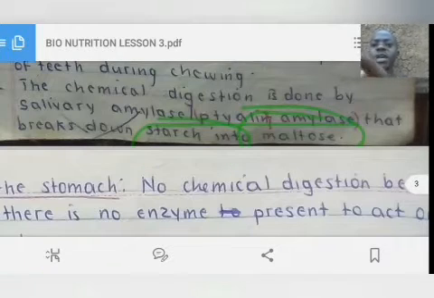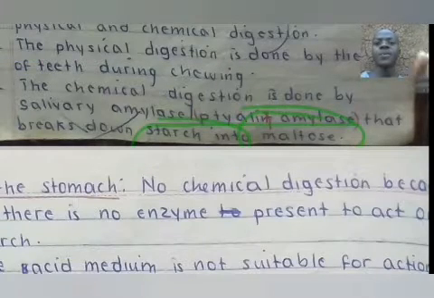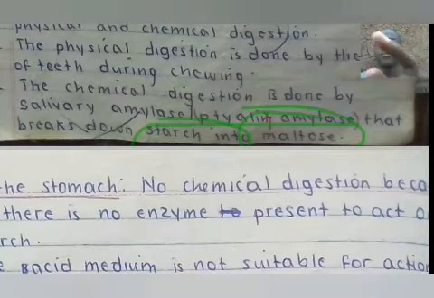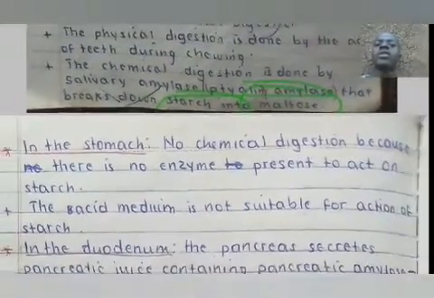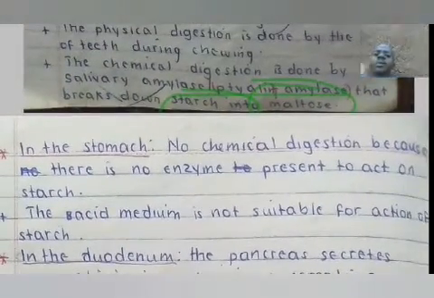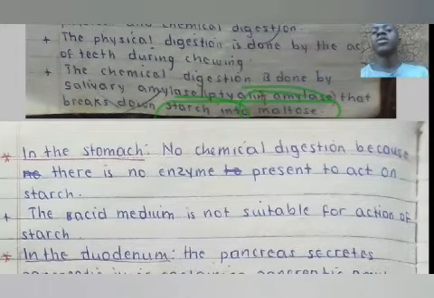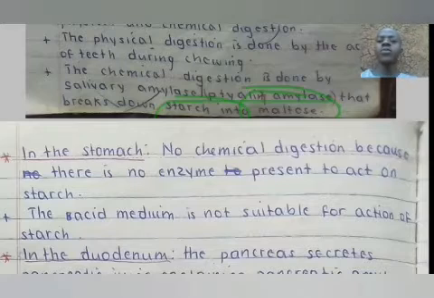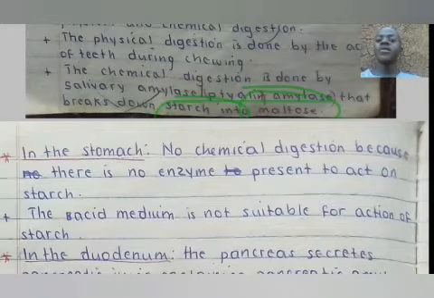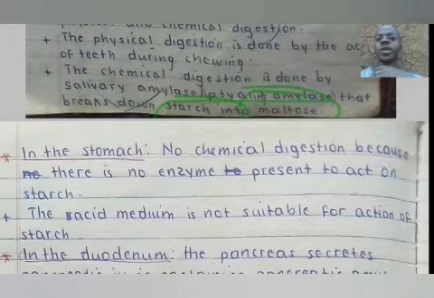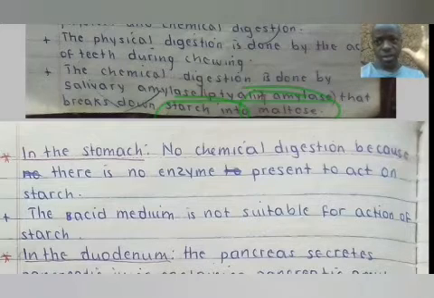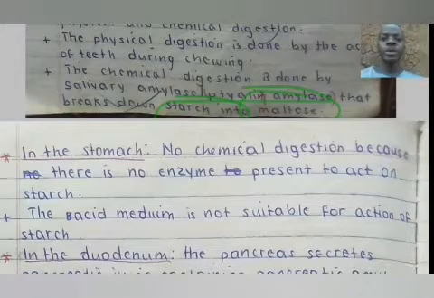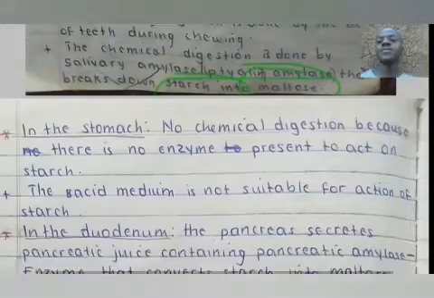So in the mouth there is chemical digestion and physical digestion. Chemical digestion is done by the ptyalin enzyme. What about in the stomach now? In the stomach, remember, there is no enzyme present to act on starch. So there is no chemical digestion because there is no enzyme present to act on the starch. And remember, in the stomach there is an acid medium, which is not suitable for the action of the amylase.